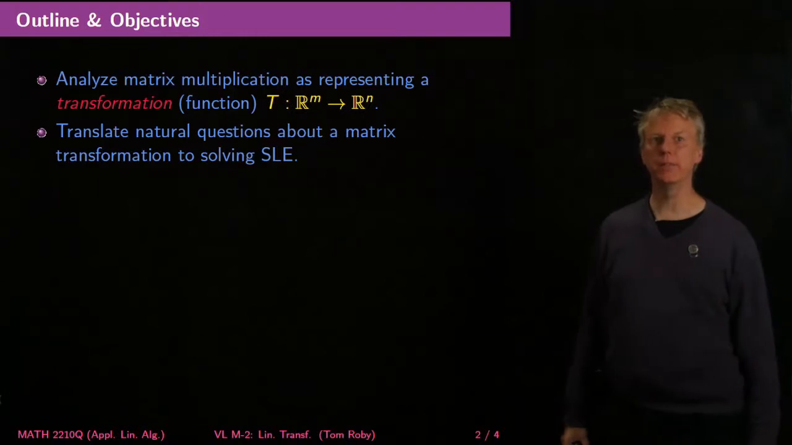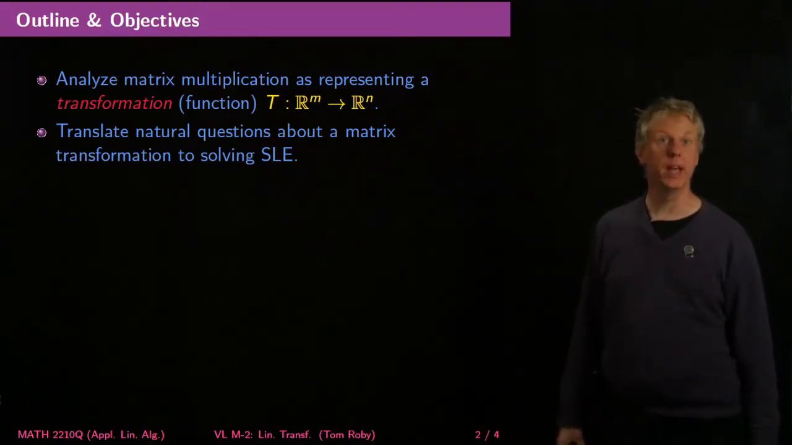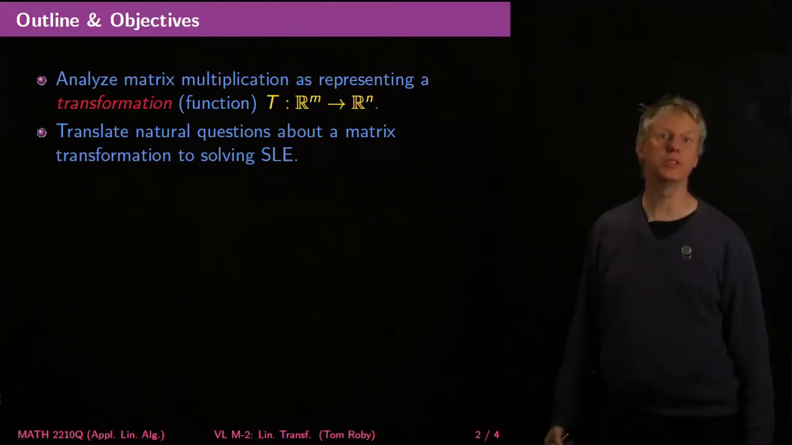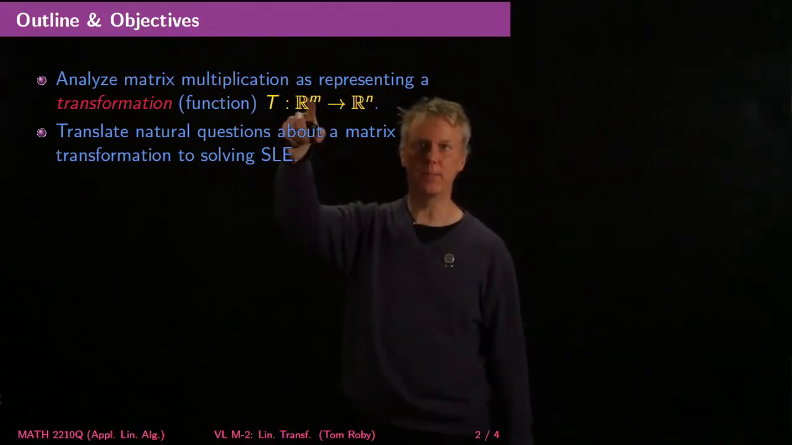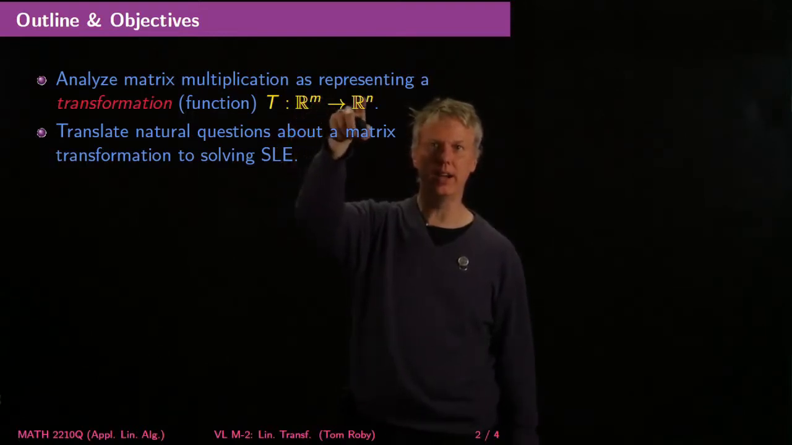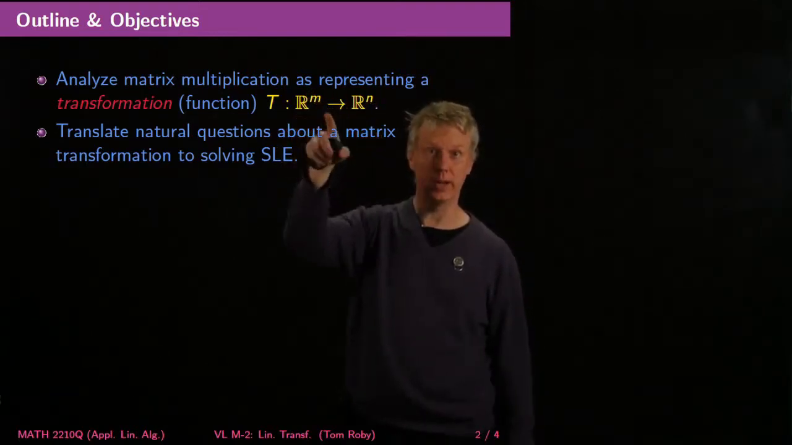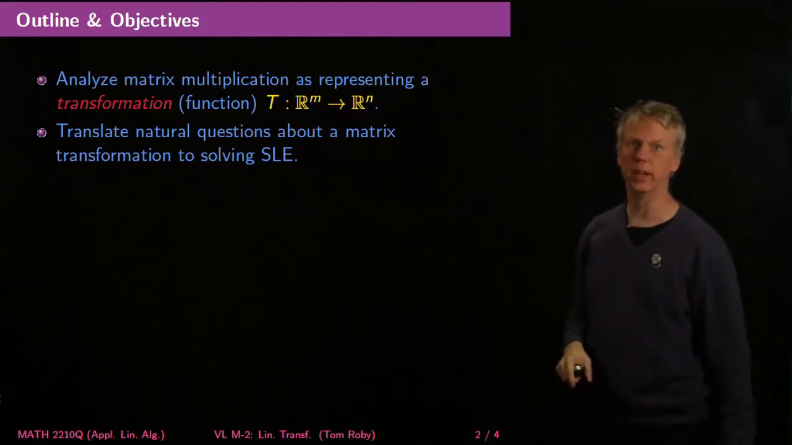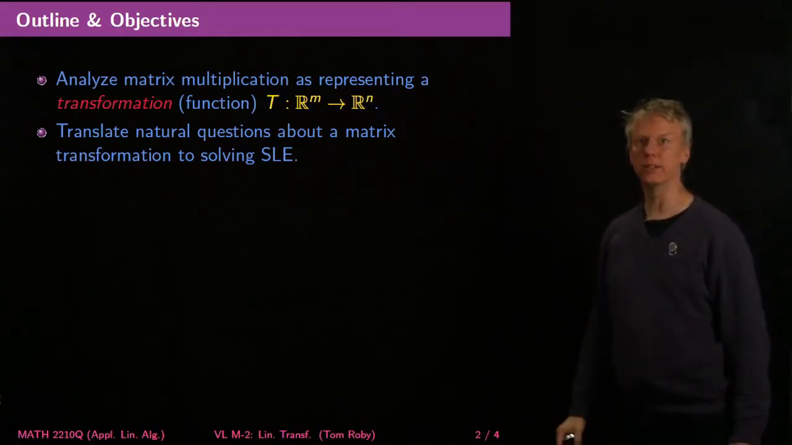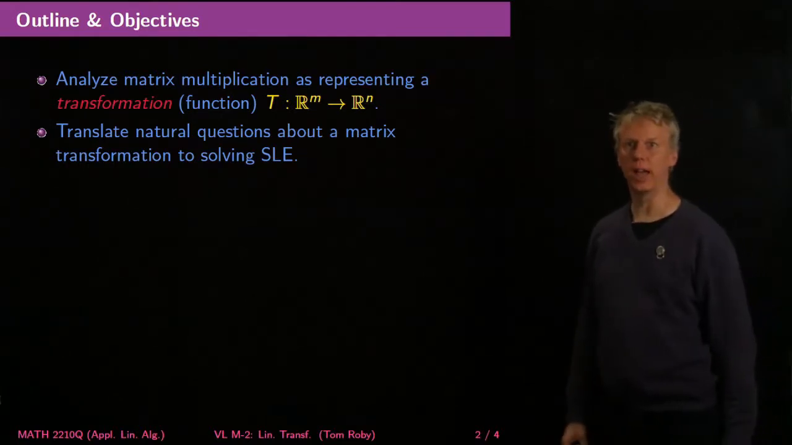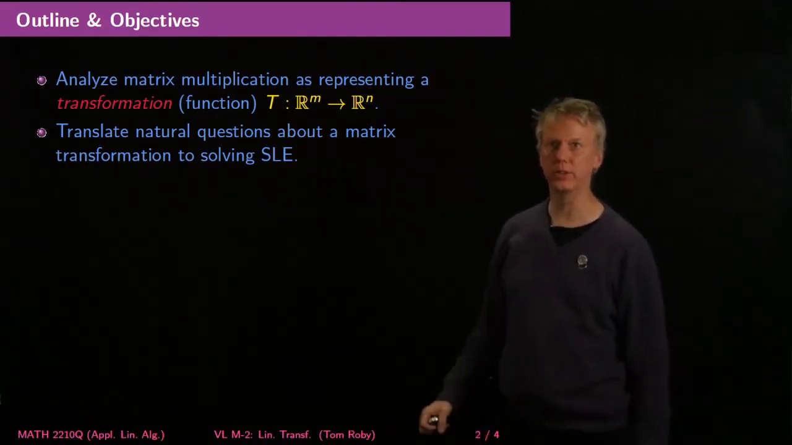So the main objective of this video lecture is to analyze matrix multiplication as actually representing a kind of transformation, a function from R^n to R^m. So I've got this backwards. It always goes from R^n to R^m, not the other way around. And I'll fix it on the handouts, but it's important to get straight, and it's just the conventions that we always use in this class and in most texts on linear algebra.